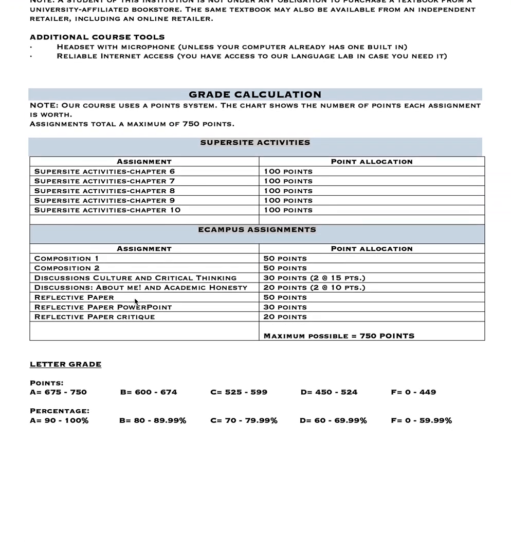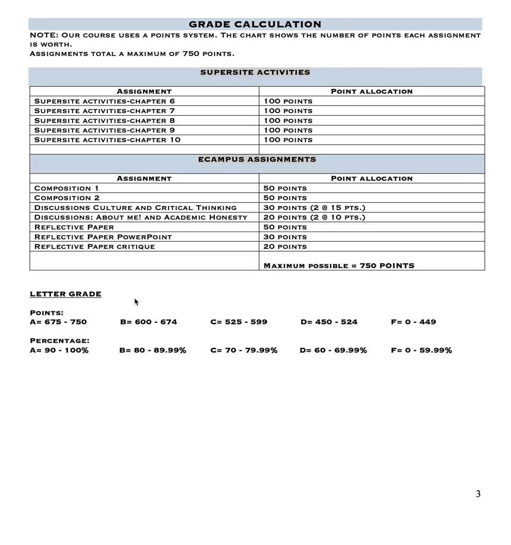Regarding our grade calculation, the assignments will total a maximum of 750 points. You will submit activities on two different websites, the Supersite website and eCampus. In the Supersite website, you will submit activities for every chapter that we cover. That's chapters 6, 7, 8, 9, and 10. And that's 100 points each, so that's quite a lot. That's already 500 points of your grade.